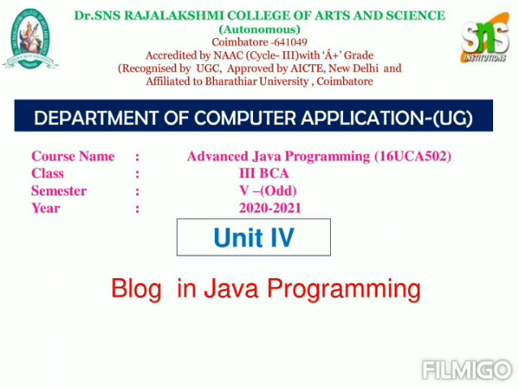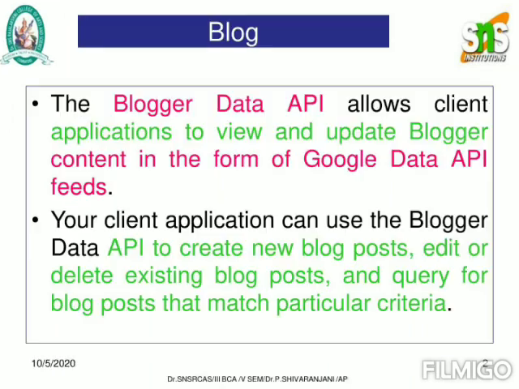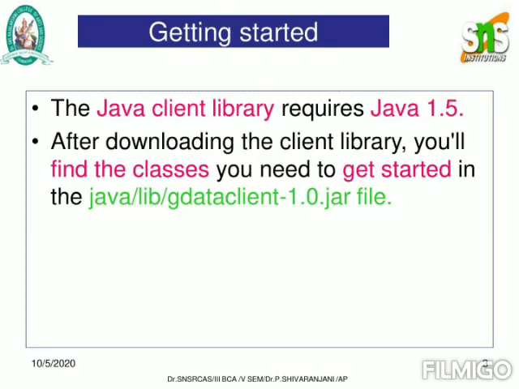So today we'll discuss blogs in Java programming. A blog is one which allows the client application to view and update your blogger content in the form of Google Data API feeds. Your client application can use the Blogger Data API to create a new blog post. You can edit it, you can delete the existing post, and query for blog posts that match particular criteria. So, getting started with how to create a blog.